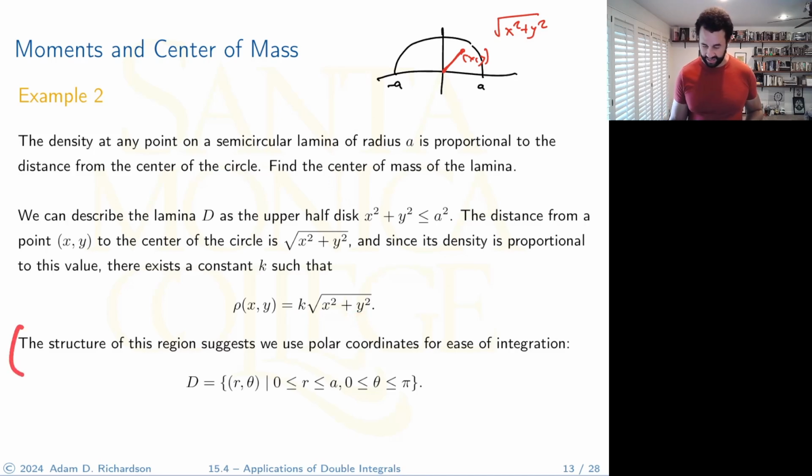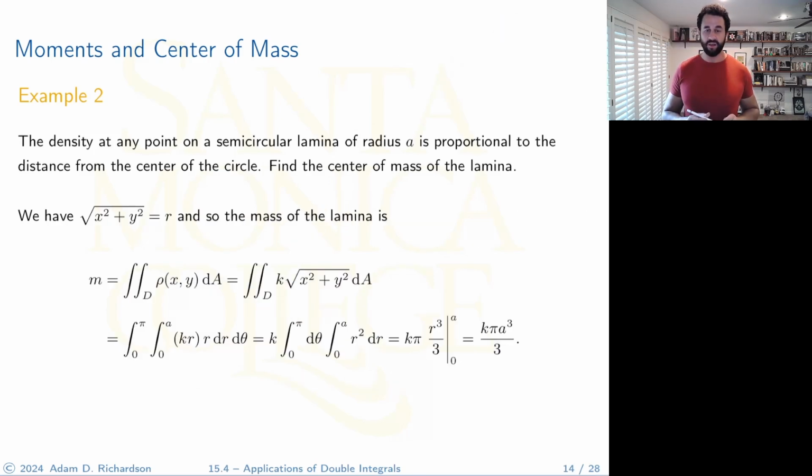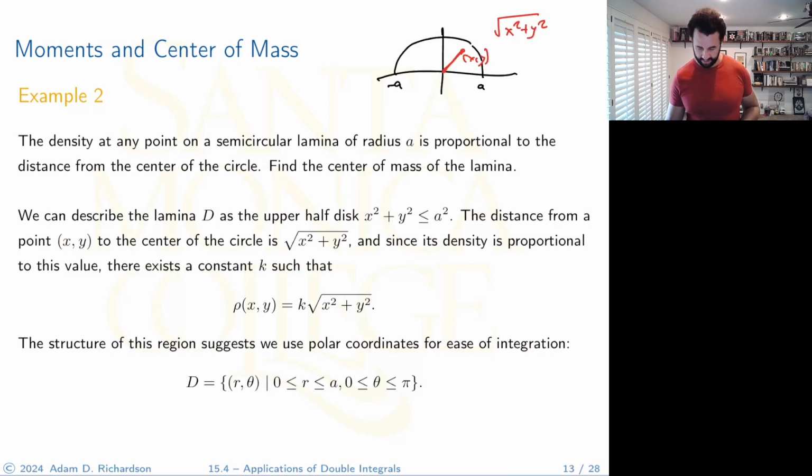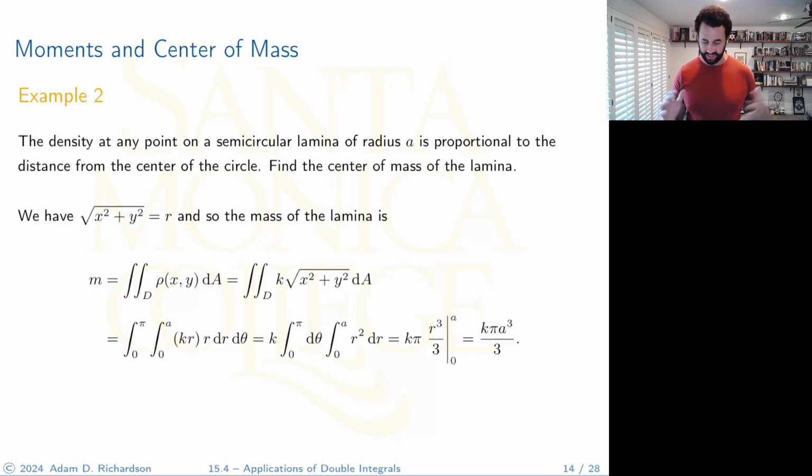Then this last note that I have here: the structure of the problem and the structure of the region suggests that we should use polar coordinates to integrate rather than using Cartesian coordinates. Everything is very nicely radial, so we should appeal to the radial nature of this region. All right, here we go. So using polar coordinates, this is just equal to r, and r goes from 0 to a, right? And because we're only looking at the upper half of the region, theta goes from 0 to pi. So that's how we can set it up.